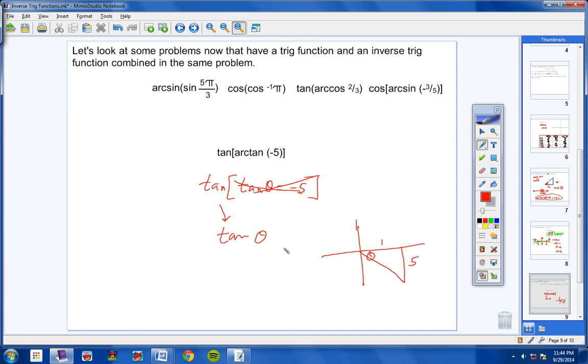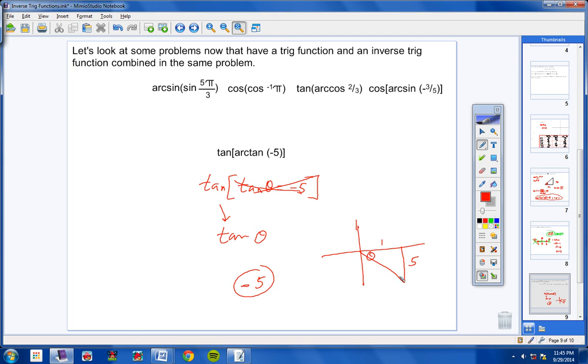So you've really gone in a circle here if you think about it. You had arctangent of -5, which means tangent of an angle that gives you -5, and then whatever that angle is, take the tangent of it and you get out -5. So the answer would be -5 because you're taking the tangent of theta, and the tangent of theta would be opposite over adjacent, which is 5, and tangent in this quadrant is negative.